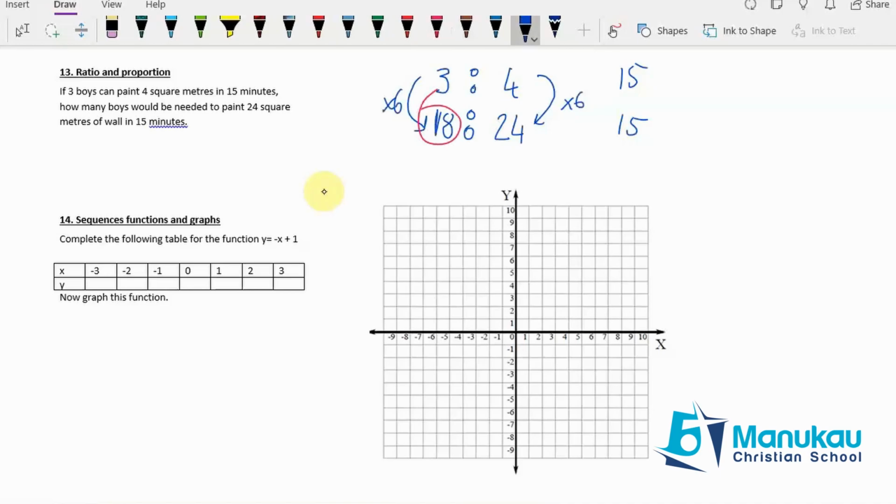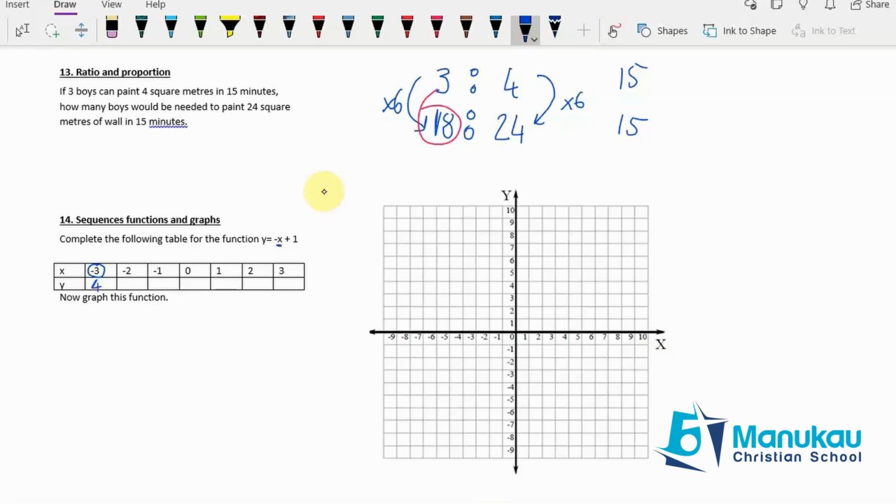We've got a function here, and we've got to get our y values from putting in our x values. So x is our input here. So it says minus x. So if our x is -3, what is minus x in that case going to be? Oswald? +3, because minus 3 is +3. So we're going to go +3 plus 1. So the first one should be 4.